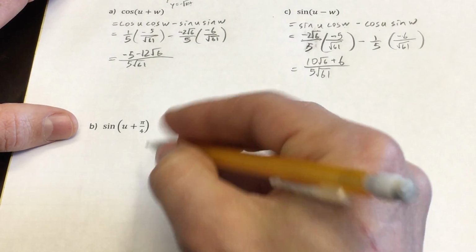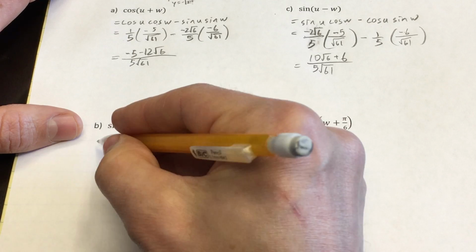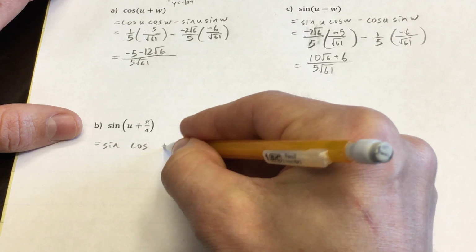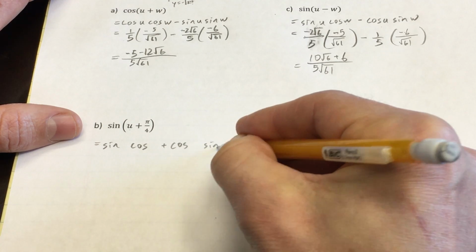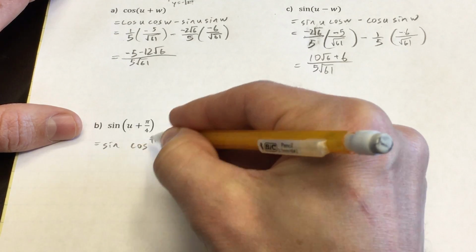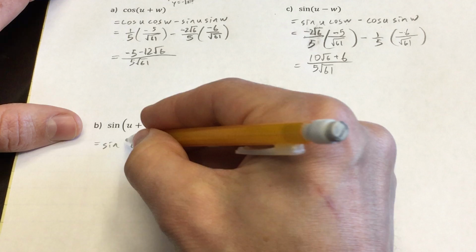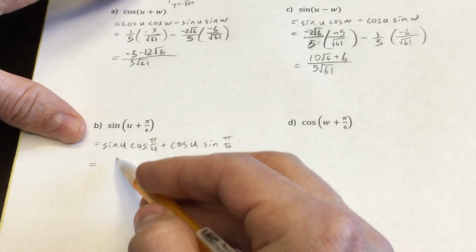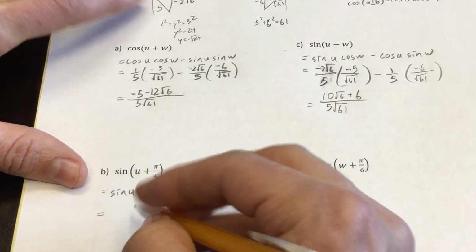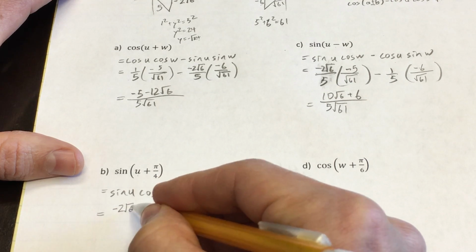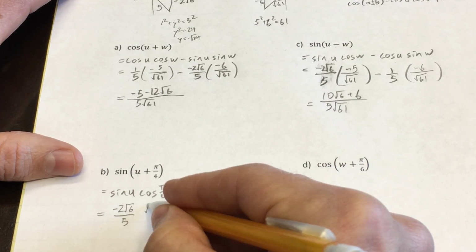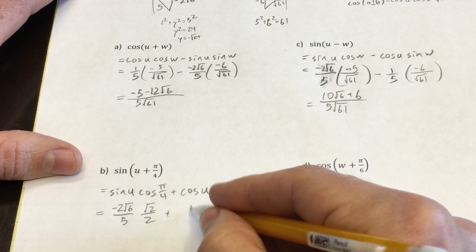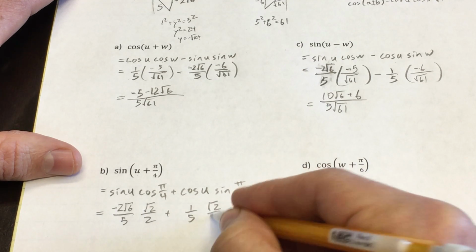What about these down here? Notice here, one of them is what I have. This is going to be sine cosine plus cosine sine. But what I'm going to have to do is say I already know what sine and cosine of pi fourths are, right? So I'm going to put together what I have and what I don't have. Sine of u, going clear back up here, is negative 2 root 6 over 5. Cosine of pi fourths, that's root 2 over 2. And cosine of u, that's 1/5, times root 2 over 2.